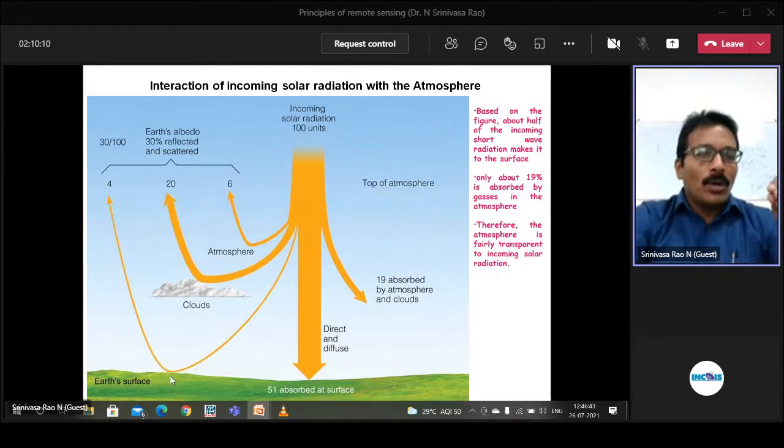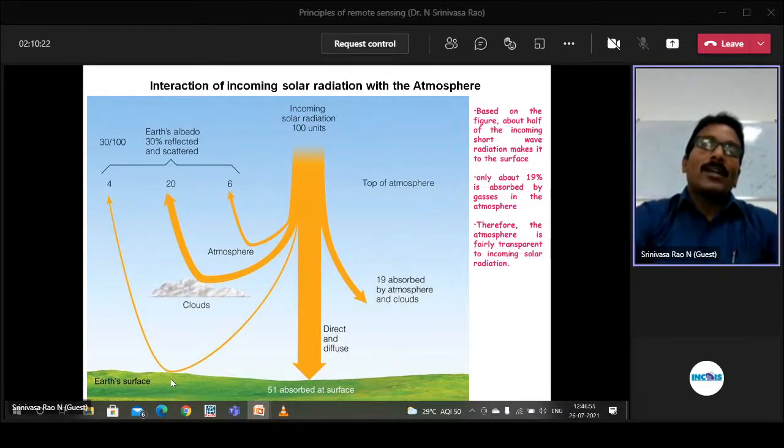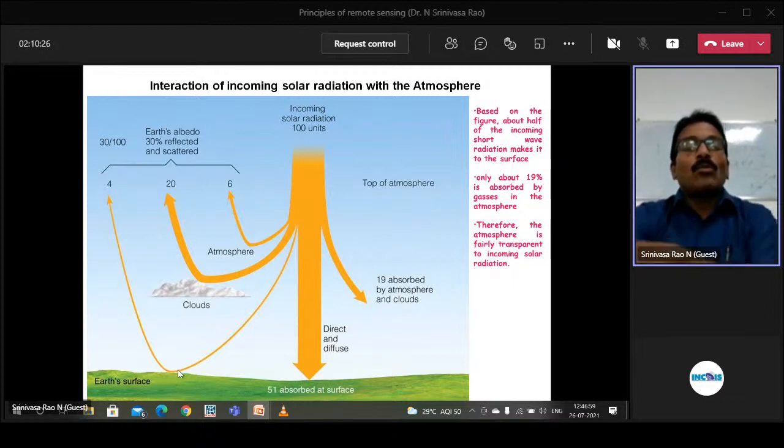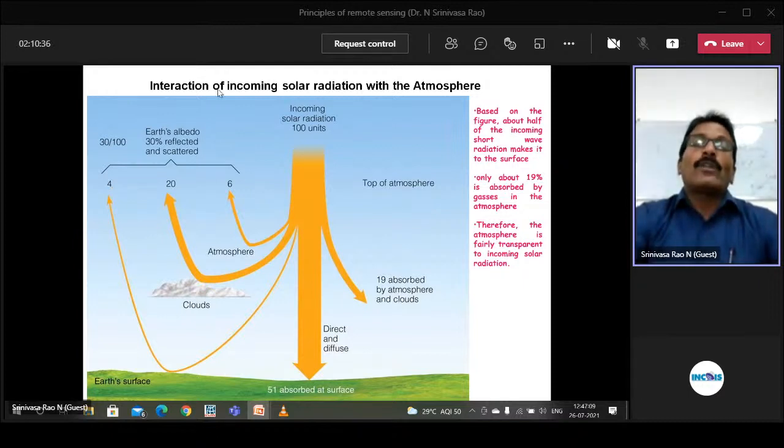From the ground, reflection takes place only 4 units, 4%. From this 4% only, we are performing the earth applications. So in these earth applications, land applications are there, ocean applications are there. Especially land, other than the ocean and water bodies, non-transparent, 4% signal we are getting through the sensor. With that 4% only, we are performing all the remote sensing applications.